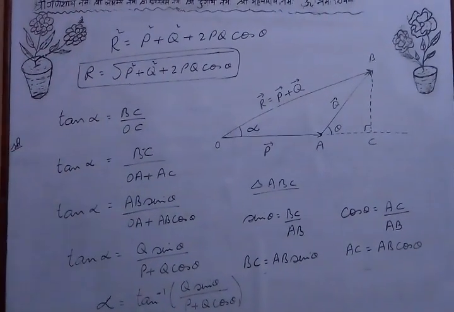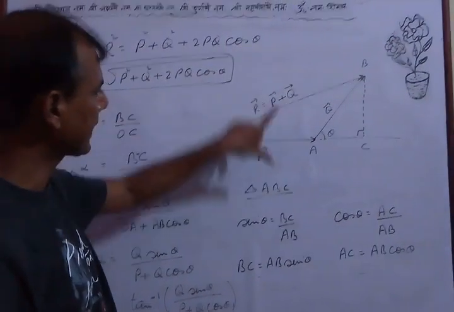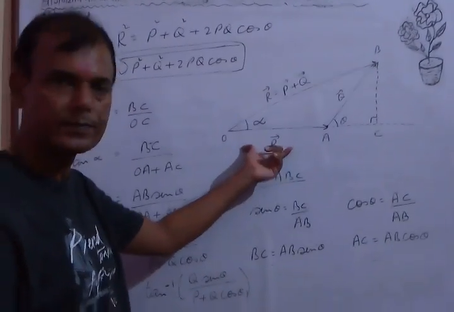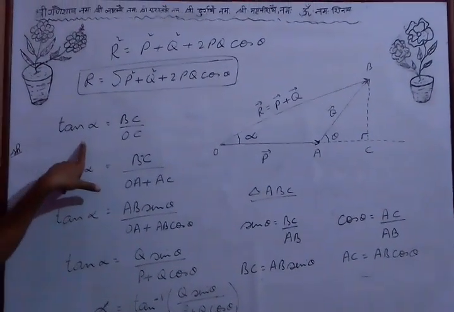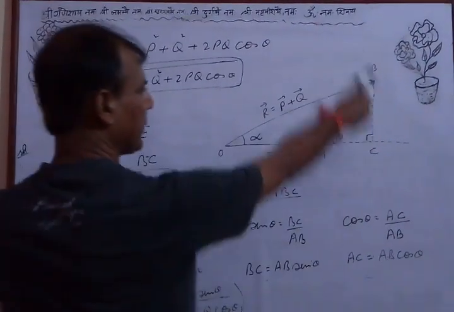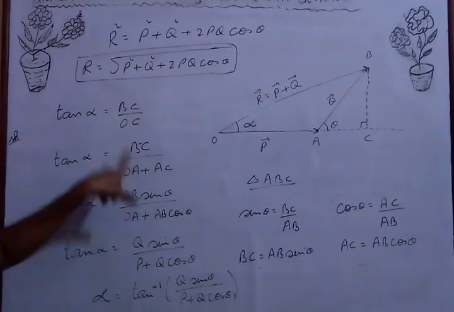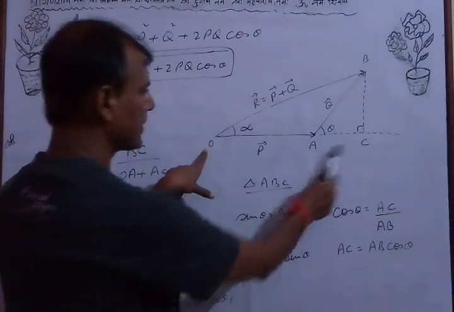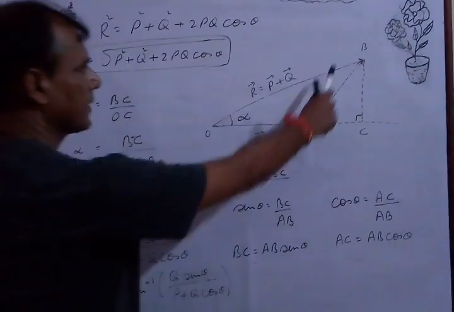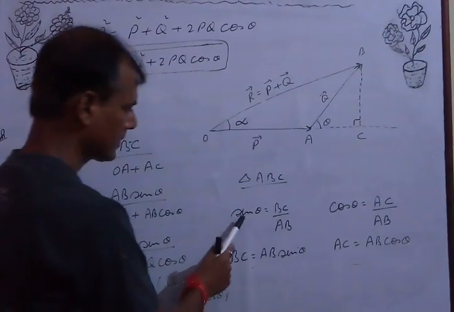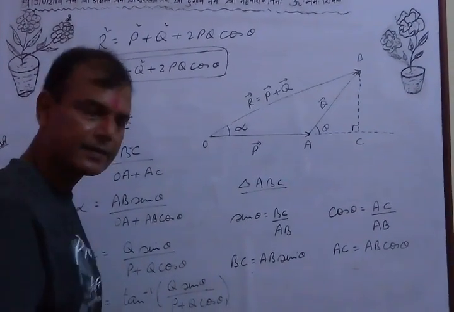Now we are talking about vectors, so we have to give the direction also. Suppose this resultant is making angle alpha with vector P. So again from this triangle OBC, tan alpha is perpendicular BC upon OC. Again OC I have written as OA plus AC. Now BC, using triangle ABC, sin theta is BC upon AB. So BC becomes AB sin theta.